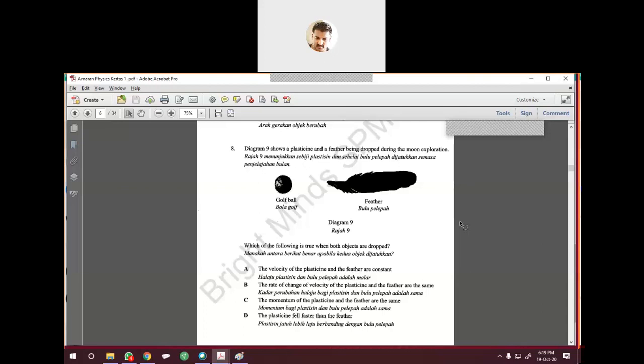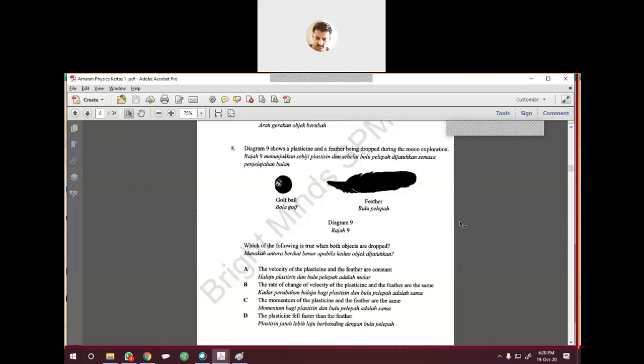So if it's the vacuum of space, that means the velocity of the plasticine and the feather must be the same. Is it the same? I'm asking you all. How about the rate of change of velocity? Rate of change of velocity means the acceleration. So the acceleration of the plasticine and the feather must be the same. Is it true? Yes, because the gravity on the moon is constant.